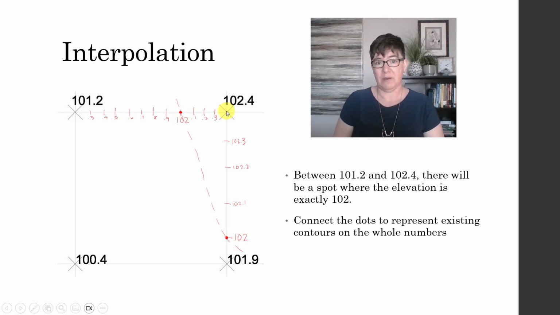All right. For example, we've also done it between 102.4 and 102.9. You'll find that whole number and then connect the dots. This is your contour line. This is the line where the elevation on the site is exactly 102.